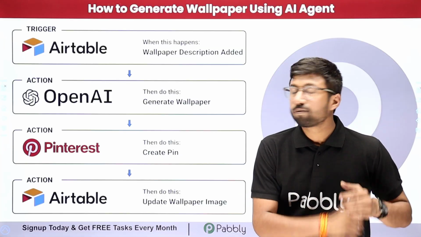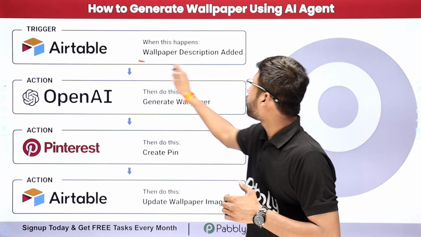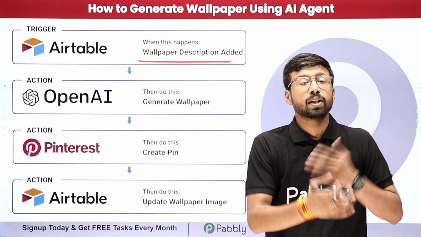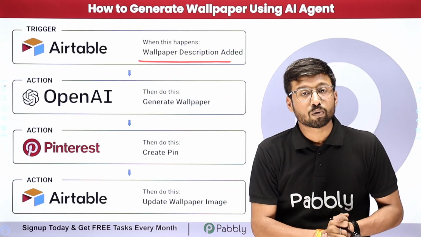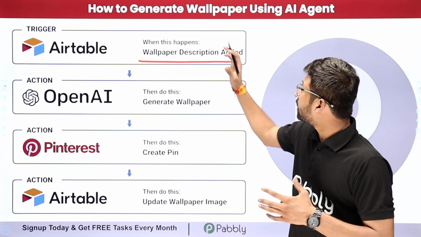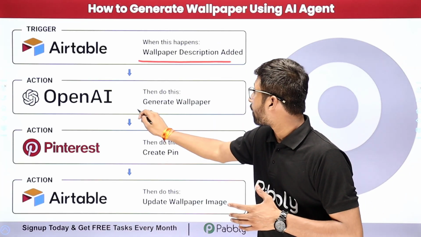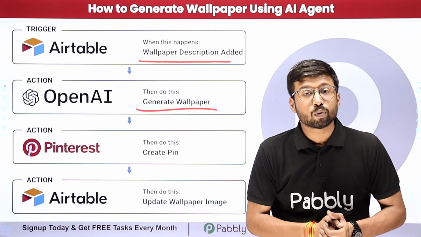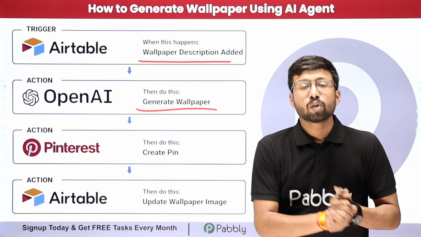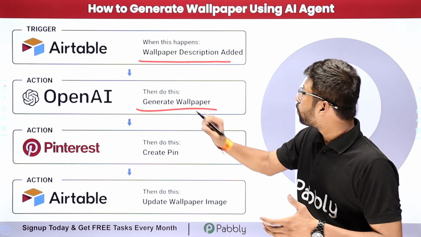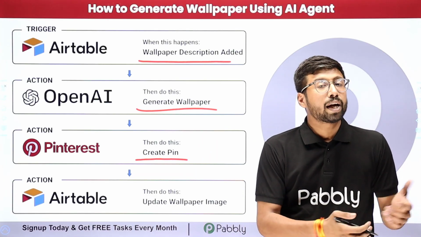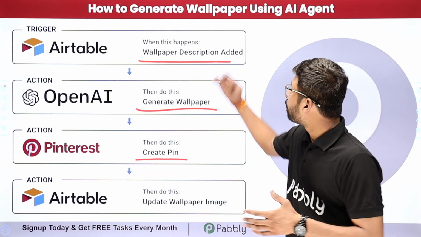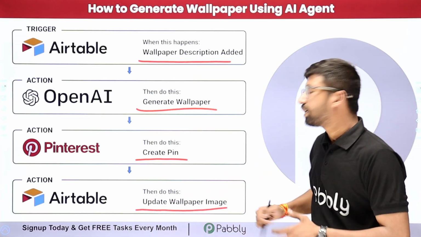This AI agent will start whenever we add the description of the wallpaper that we want to generate. After getting the description of the wallpaper from Airtable, this AI agent will send the same description to AI platforms like OpenAI and it will generate the wallpaper image. After generating the image, this AI agent will post the same wallpaper as a pin in our Pinterest account and also update the image of the wallpaper back in our Airtable database as well.